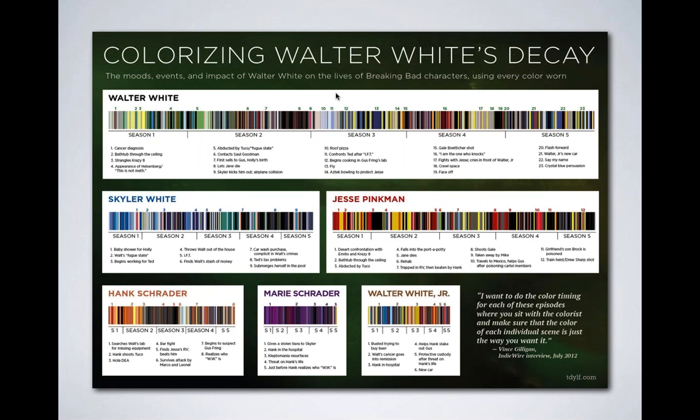So what you see here is that, and in fact this is confirmed with this quote down here, Vince Gilligan, who's the creator of the series, says, I wanted to do the color timing for each of these episodes where you sit with a colorist and make sure that the color for each individual scene is just the way you want it. And when he's talking about color, he's talking about color correction, digital color correction on the video footage, but also planning the colors that are there to begin with. What color shirt is this actor wearing? What color paint is on the walls and the furniture or the car they're driving? All of that is planned very precisely for a very specific effect.